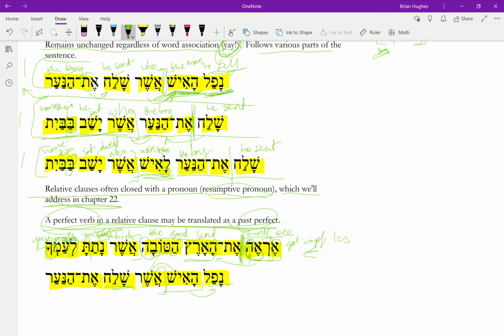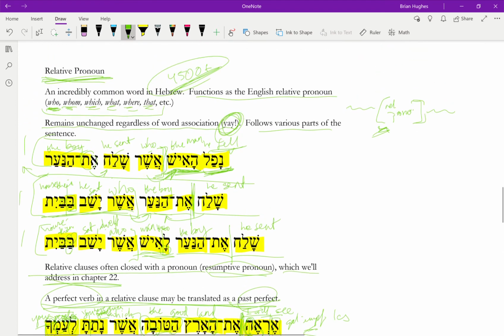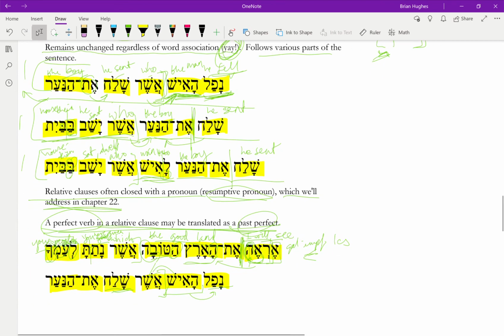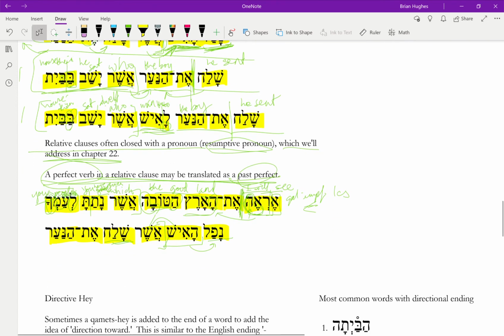All right. So relative clauses, again, their form never changes. You don't have to worry about vowel changes, which is good. Just pick up what part of the sentence it's modifying, and then do our translation from there.